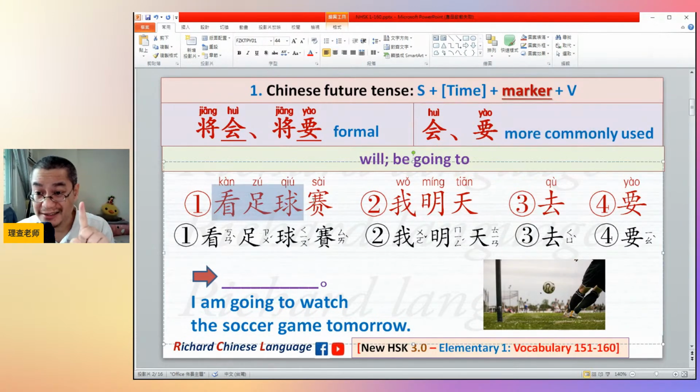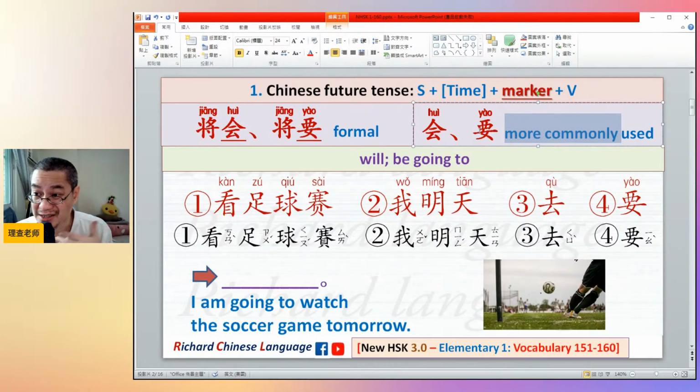Okay, so now Teacher Richard will give you a quiz. 看足球赛: 看 means watch, 足球 is soccer, 赛 means competition or game. Watch soccer game, 看足球赛. 我明天: 明天 means tomorrow. 去 means go to. And 要. Here I have already mentioned 要 is a commonly used way to say will or be going to. So can you tell me the correct order of the sentence?